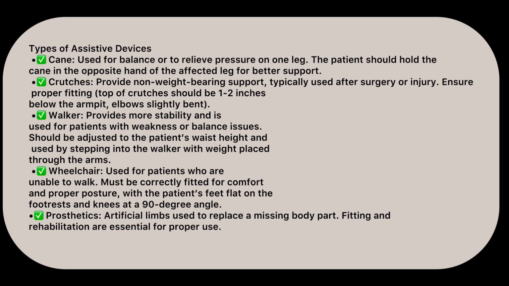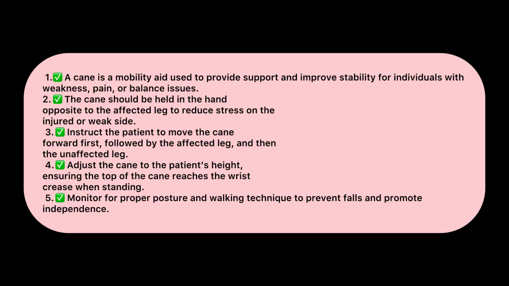Now let's go on to assistive devices, which is an important topic for the NCLEX, like cane, crutches, and walker. These are the main topics to know for the NCLEX. For all these devices, know the nursing management. The cane should be held in the hand opposite to the affected leg to reduce stress on the injured or weak side. Instruct the patient to move the cane forward first, followed by the affected leg and then the unaffected leg.